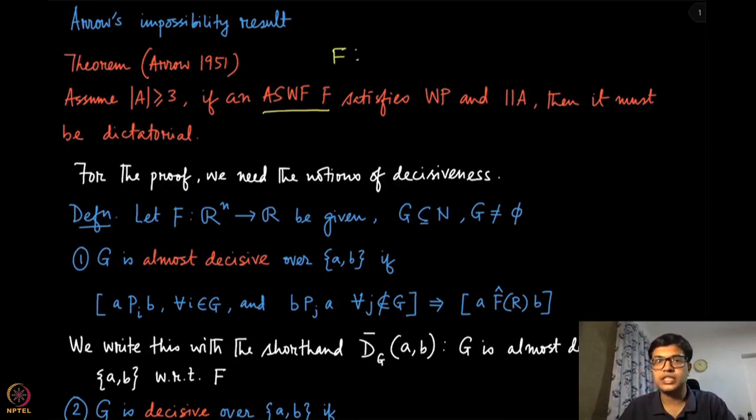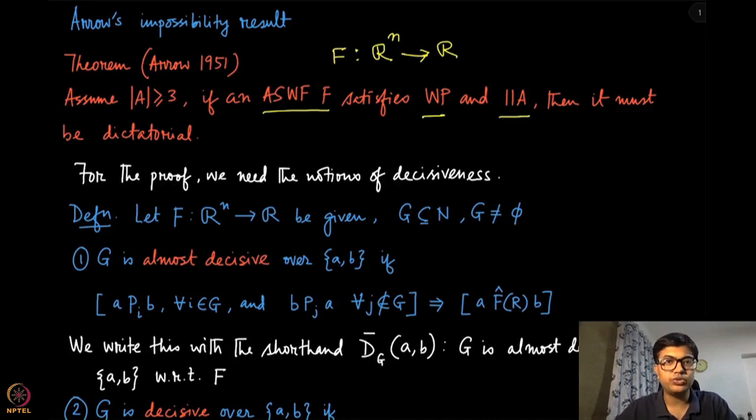F was actually a mapping from the ordinal preferences of all these agents. It is taking as input all the ordinal preferences of the agents and popping out one complete ordering over all these alternatives. And if this Arrowian social welfare function satisfies the properties of weak Pareto and IIA, which we have discussed in the previous module, then it must be dictatorial. So that is the result by Arrow.